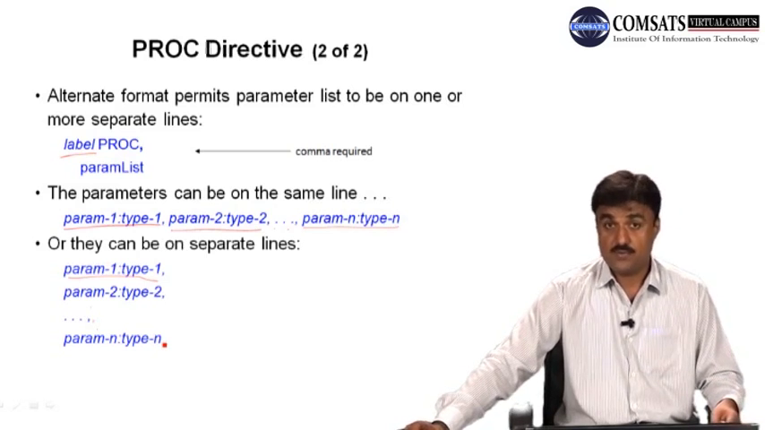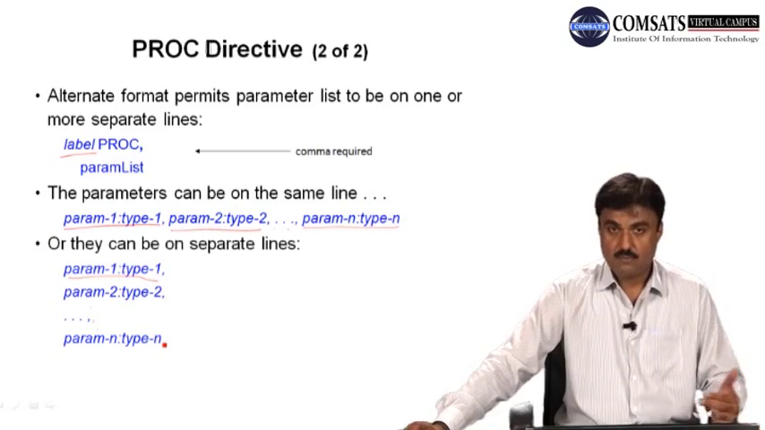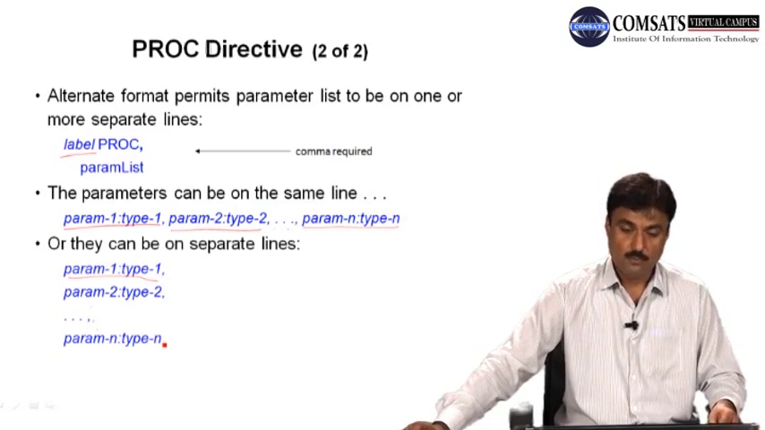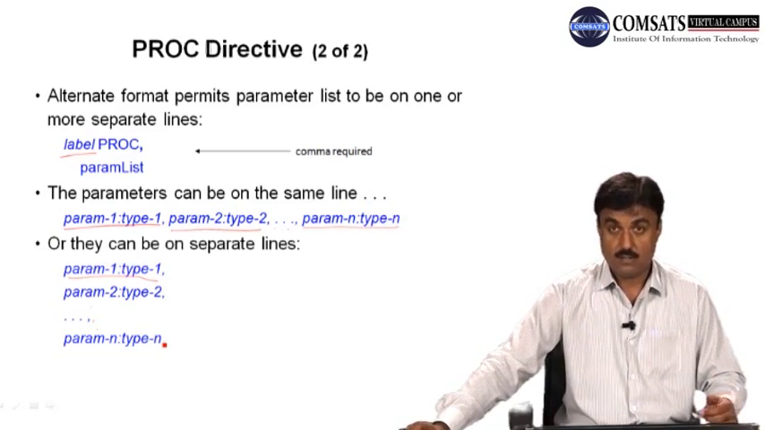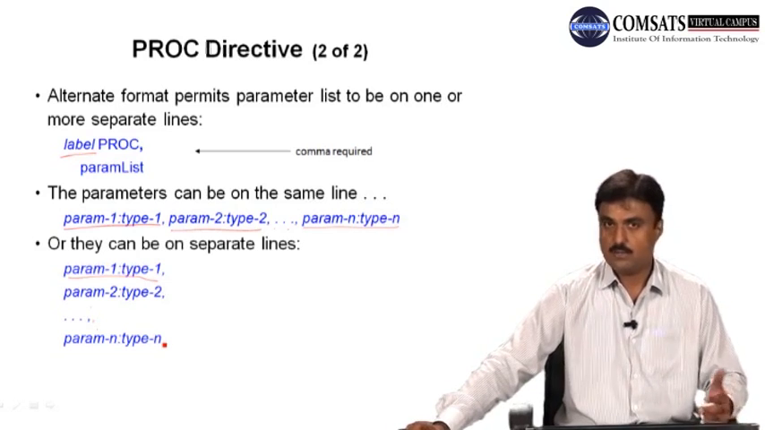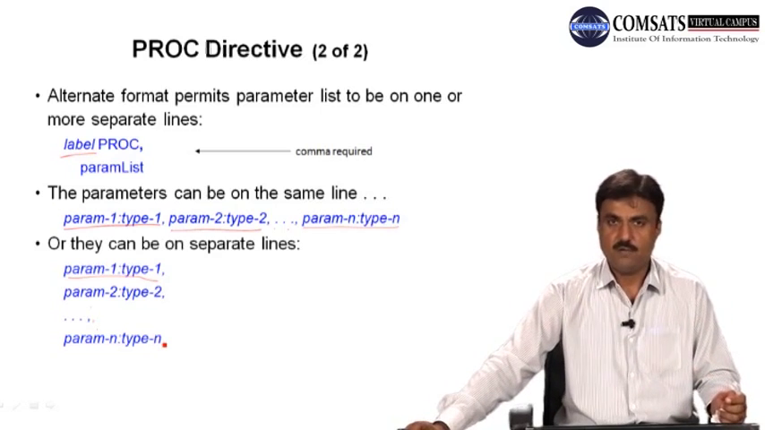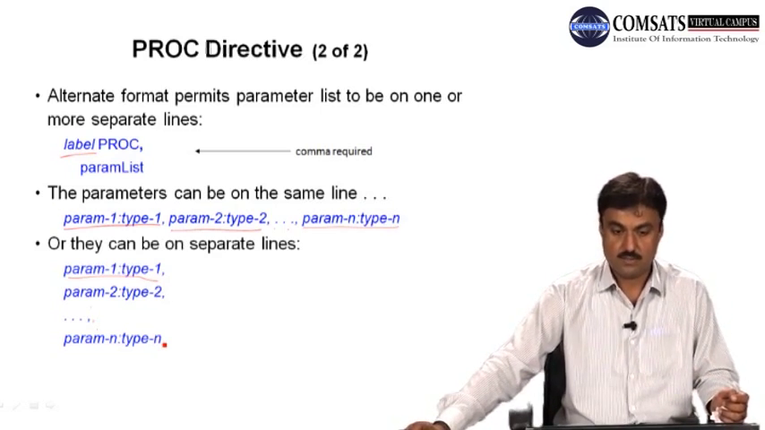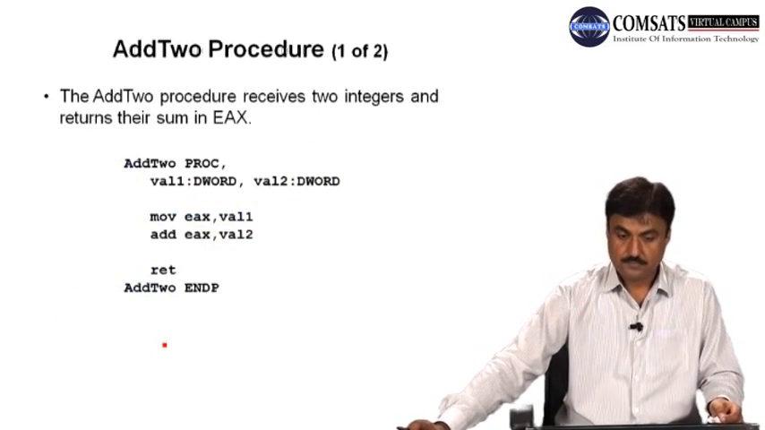In our previous lecture you have seen that we used the procedure directive, however we did not use any parameters that would be accepted by the procedure. So here you can use this procedure directive along with the parameter list, and you can define those parameters maybe on the same line where the procedure is being declared, or you can break them onto multiple lines.